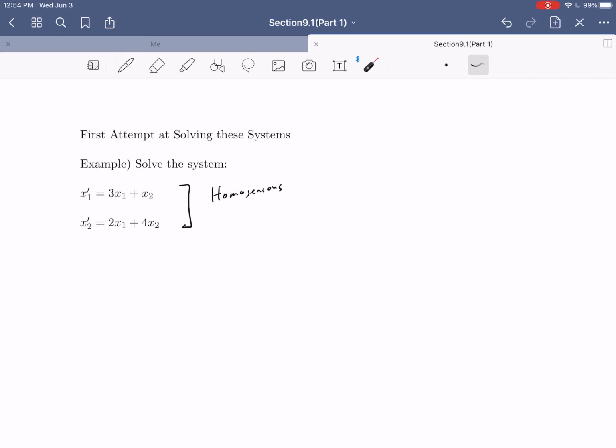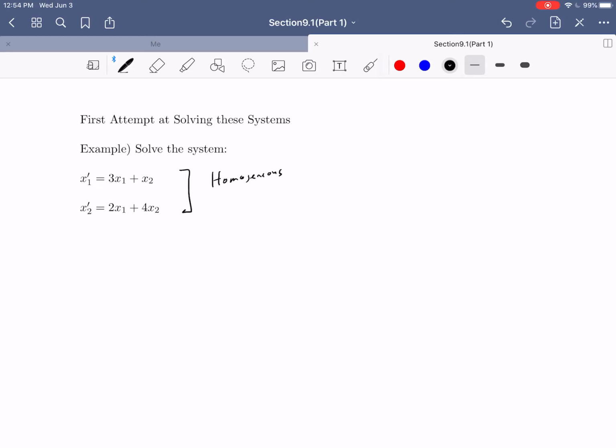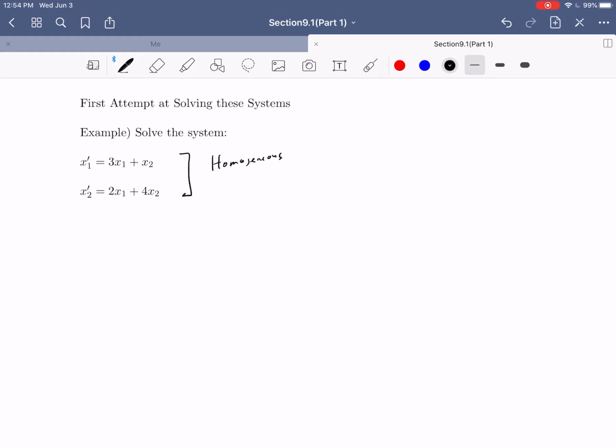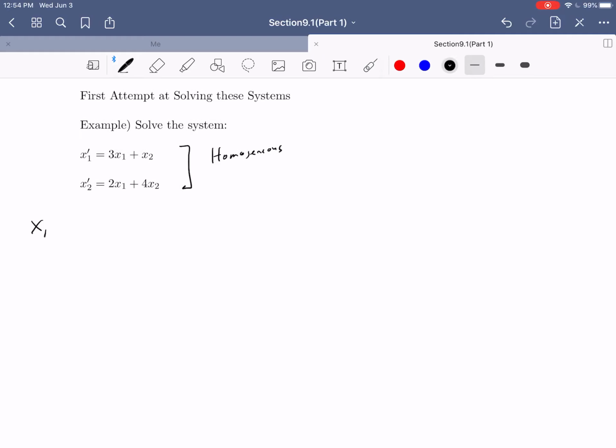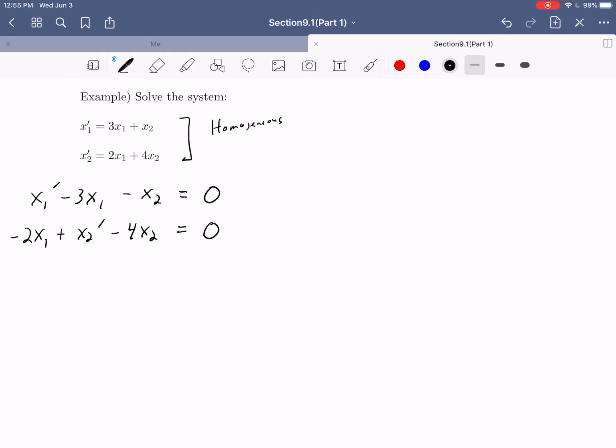Okay, so let's think about how we could actually try to play around and solve this thing. Since we know that it's homogeneous, we're going to write it as equal to 0. So let's bring everything over onto one side. So we can write this as x1 prime minus 3x1 minus x2 is equal to 0. And then on the second equation, we can call it minus 2x1, just trying to keep things lined up there, plus x2 prime minus 4x2 is equal to 0. That's just shifting everything, getting it equal to 0. And also notice that that connects this definition of homogeneous system to the original definition of homogeneous, where we said we had it equal to 0.